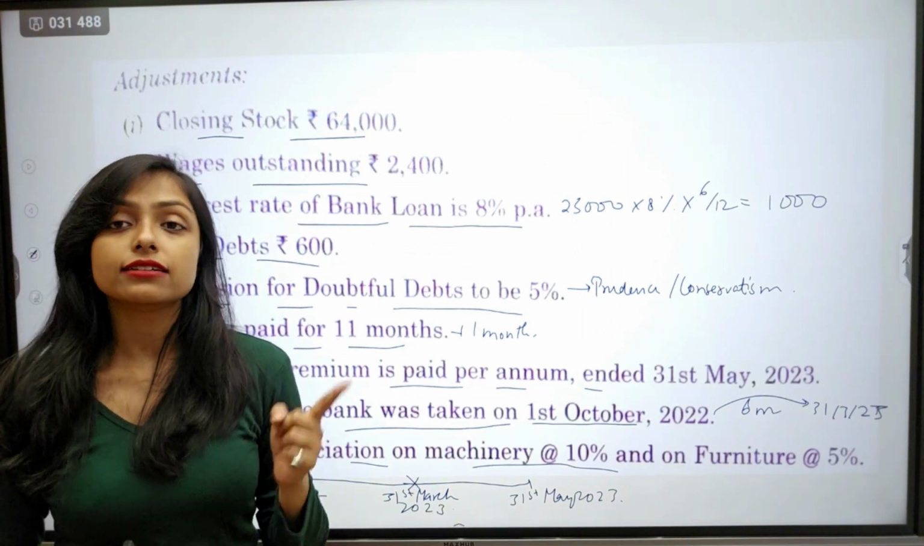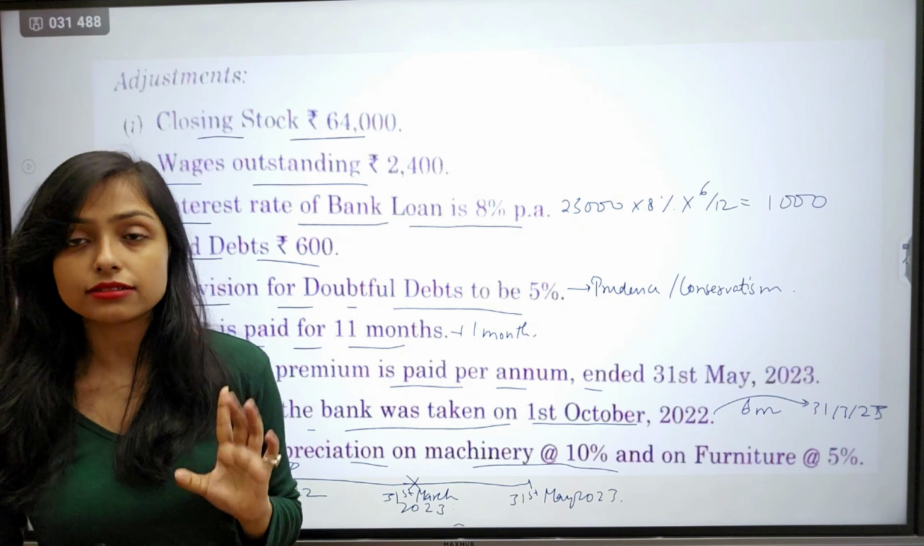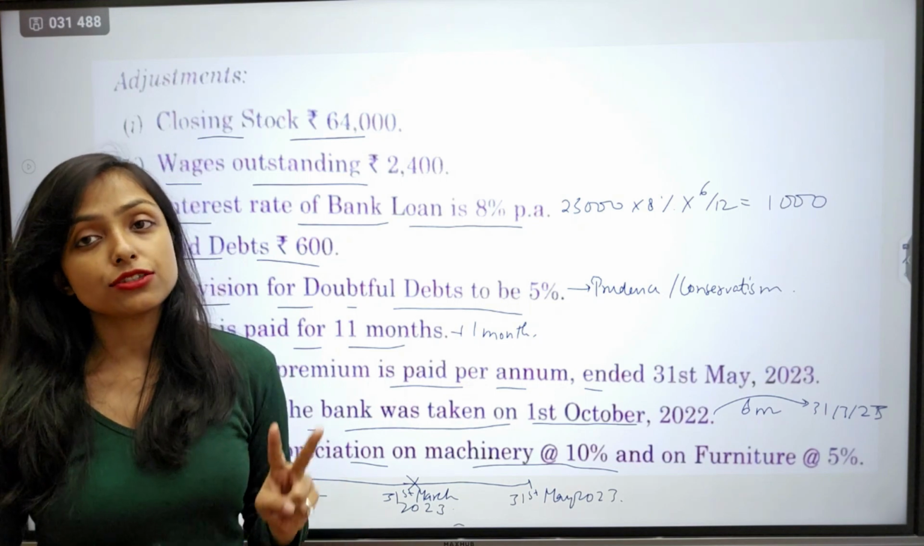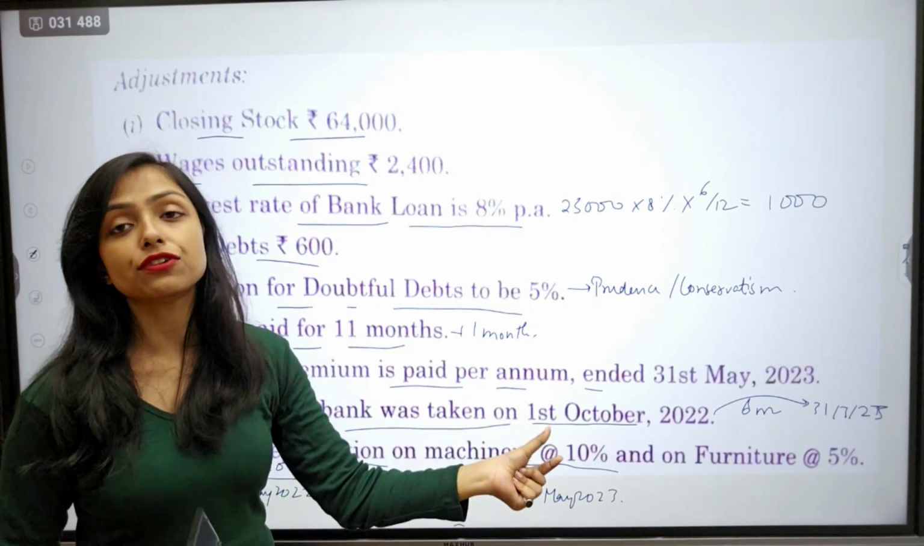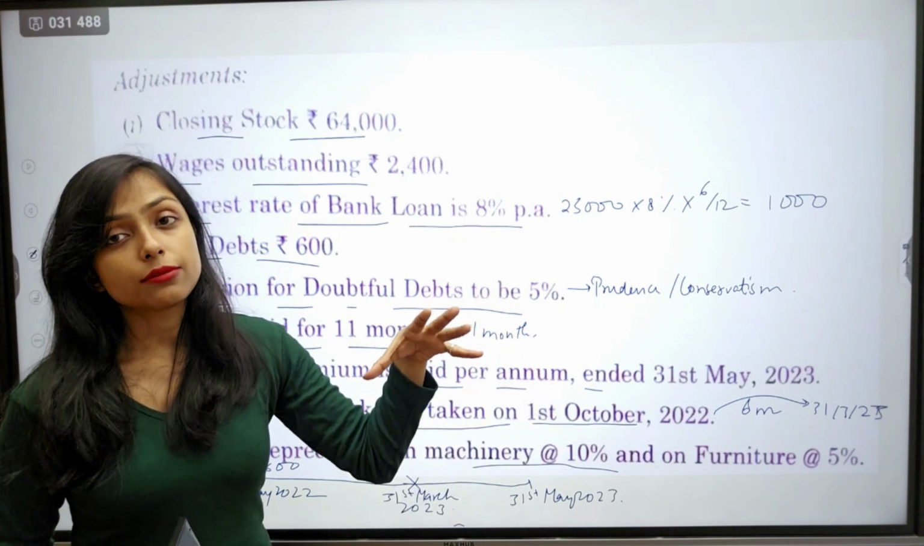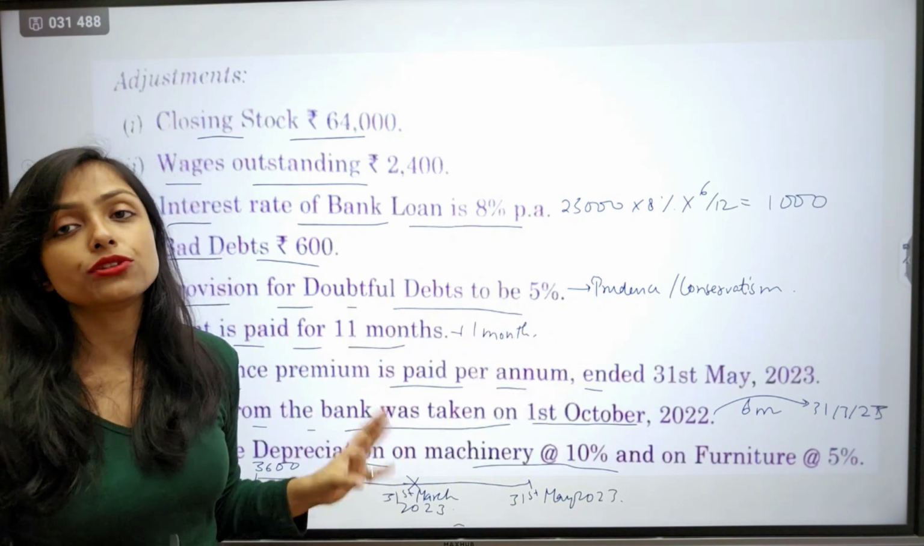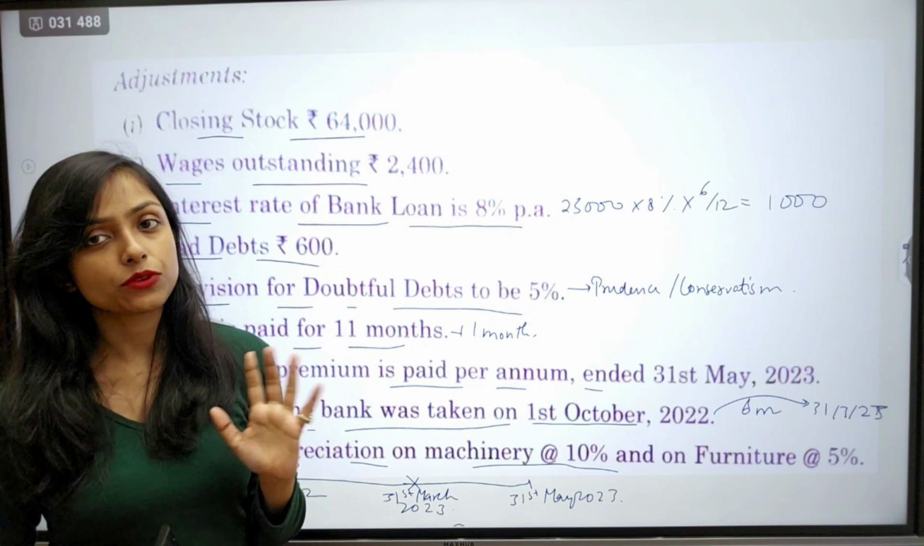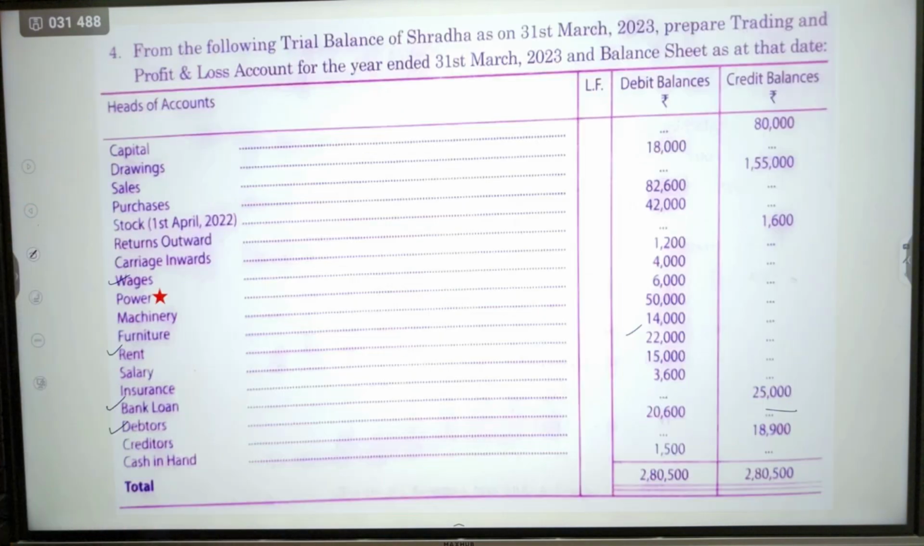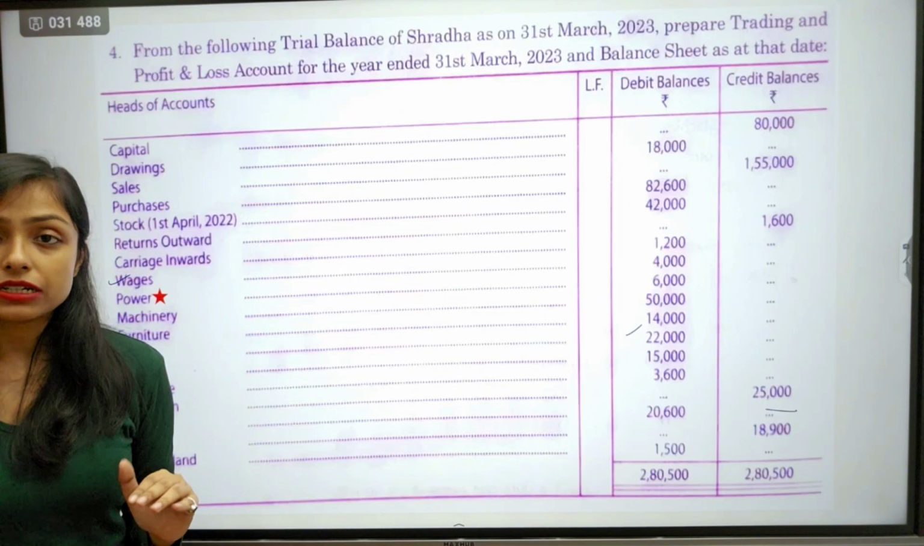Where are you going to write it? First place, PL account, debit side. Second place, you are going to write machinery and furniture on the balance sheet's asset side, and then you are going to reduce the depreciation from there. Okay? Now all the adjustments have already been discussed.